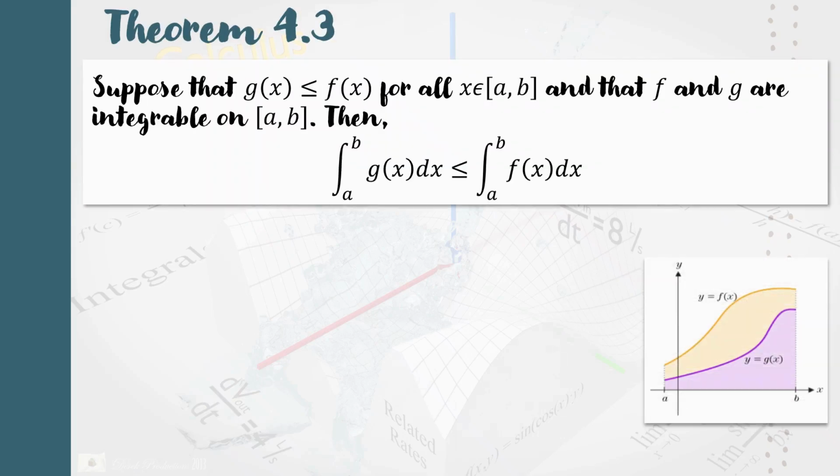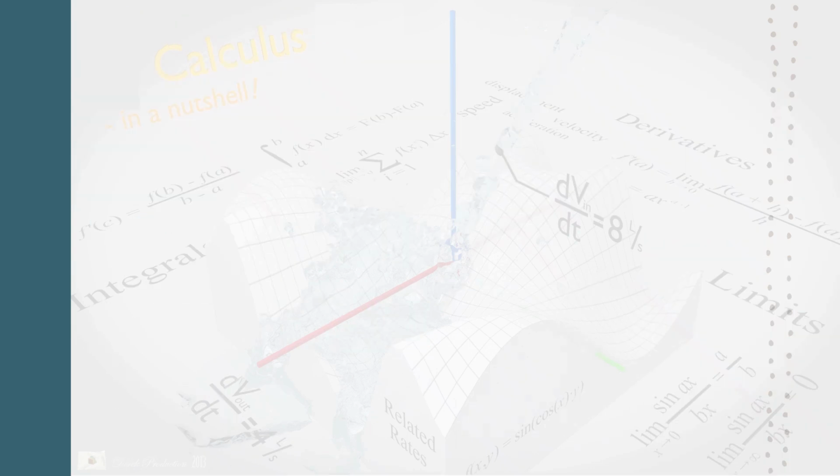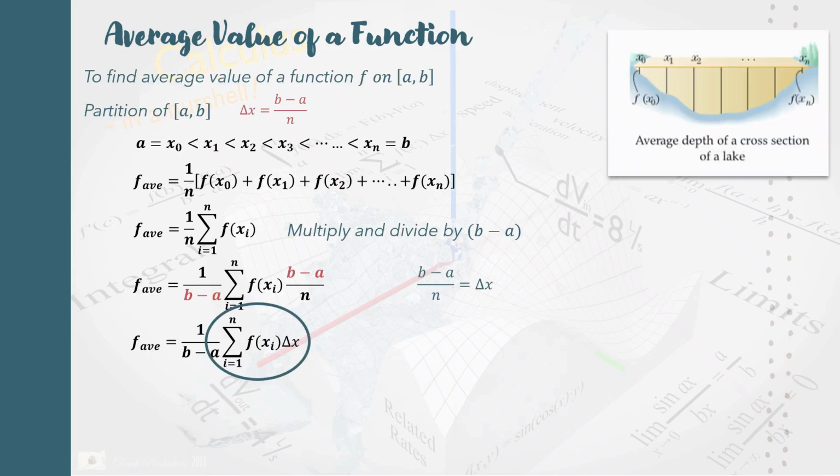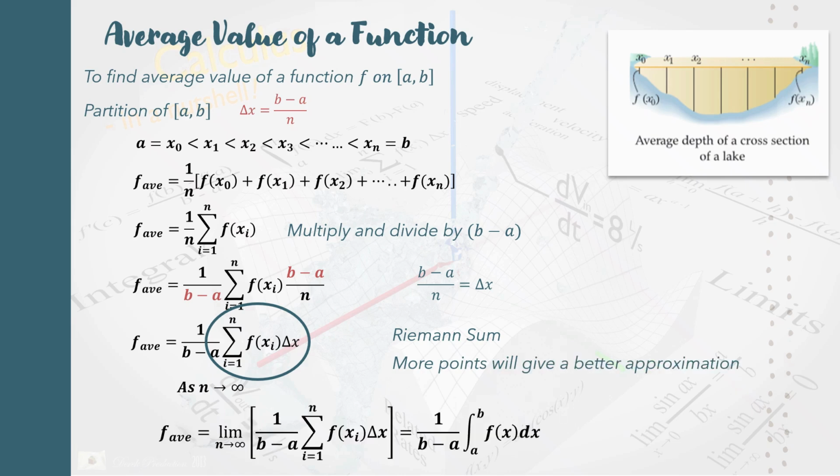Now theorem 4.3. If your function is less than or equal to, automatically your integral also will be less than or equal to. Here comes the average value of a function. To find the average value of a function, the formula is 1 over b minus a, summation i equals 1 to n of f of xi delta x. And here, as n approaches infinity, we are applying it. So the formula turns to 1 over b minus a, integral a to b of f of x dx.